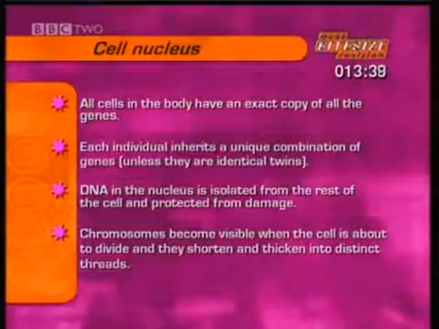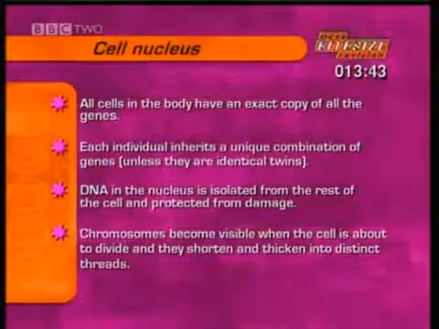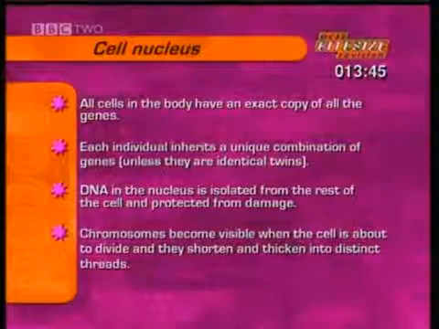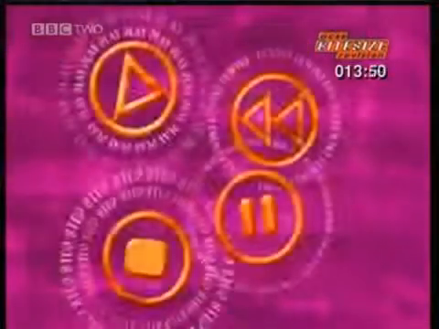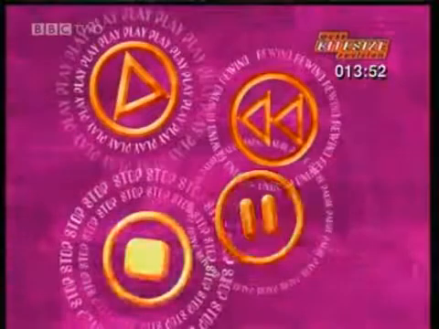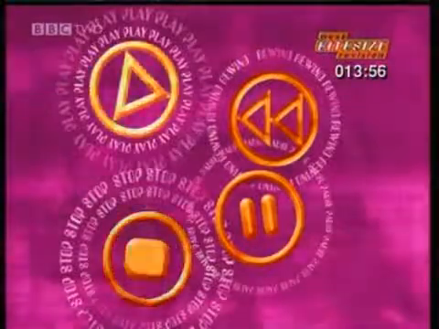Normally, the chromosomes in the nucleus are too thin to be seen, but they become visible when the cell is about to divide, when they shorten and thicken and appear as distinct threads. That's the end of the section about the cell nucleus.